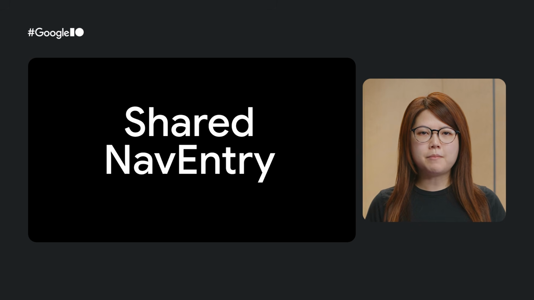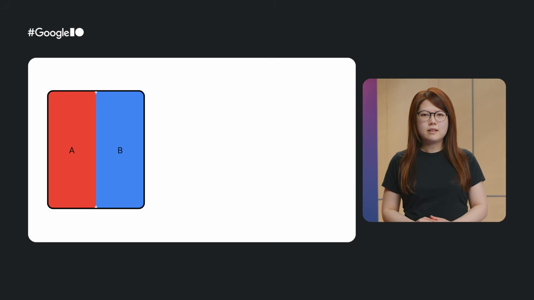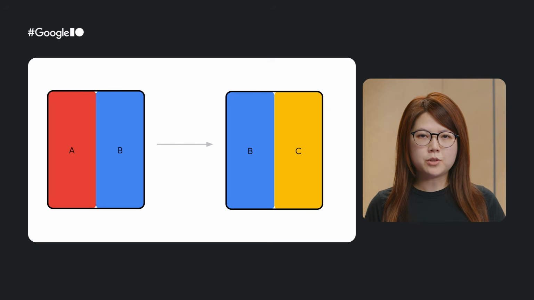Nav Display now animates shared entries as shared elements when you use shared transition layouts. As mentioned, Nav3 can render multiple entries on the screen at the same time. And sometimes, the same entry can be shared between different screens. For example, consider a two-pane app with a screen displaying entry A and B. The app then navigates to a new screen with entry B and C. In this case, the two screens share entry B.